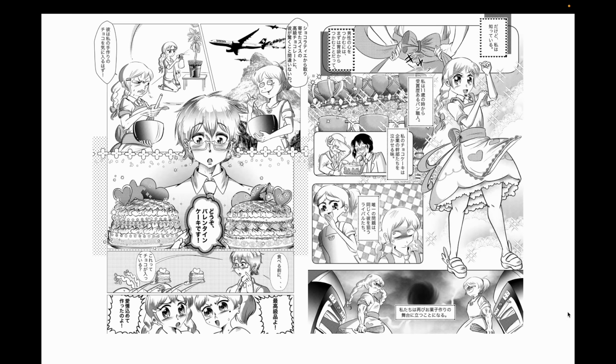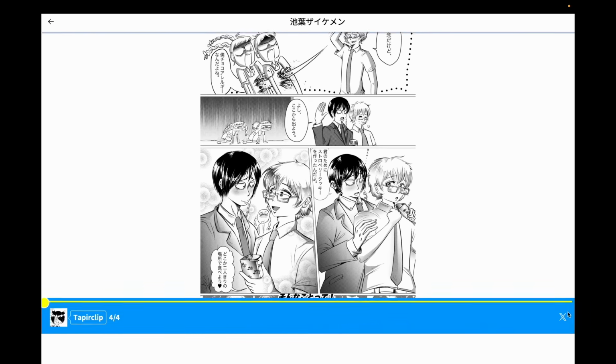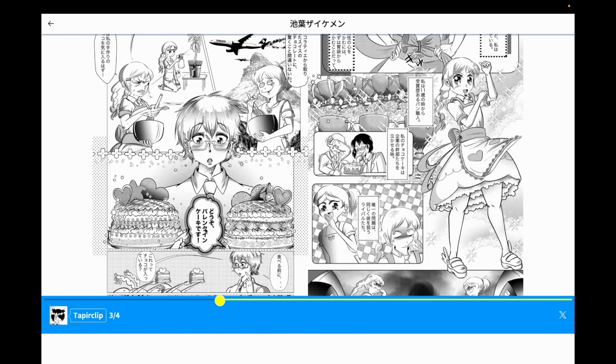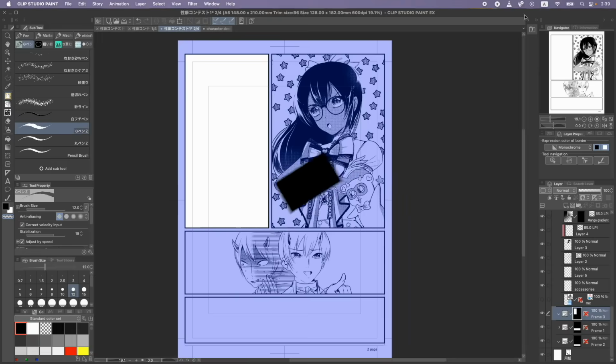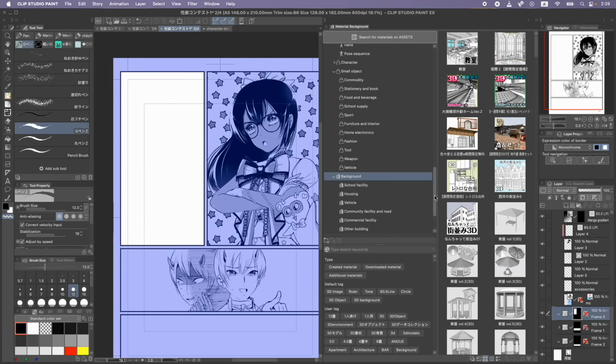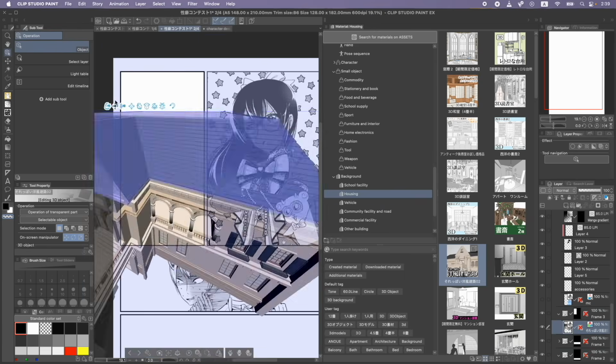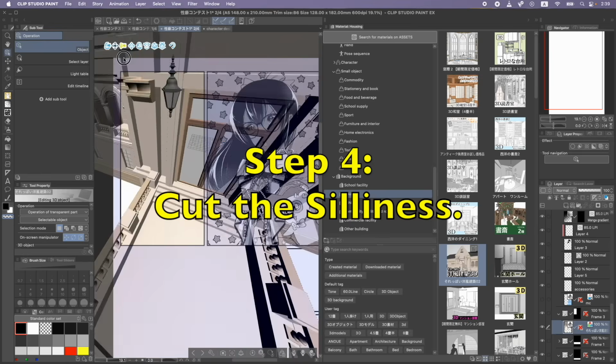He had that trust in me to go with my instincts, but if he had more of an ego over keeping his script as is, I would not have worked with him again and again. Now, step 4 is very context specific, but it's something that's really helped me, and that is cut the silliness.